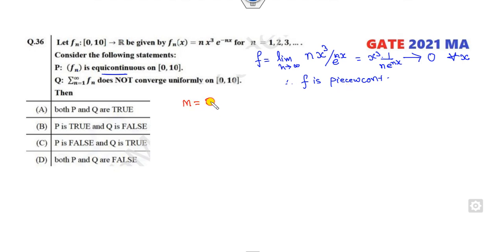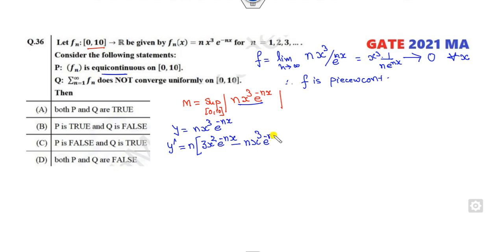We can define the value of M, the supremum of n x cube e raised to power minus nx minus 0. The domain is 0 to 1. Because there is no denominator part, I can simply take y as n x cube e raised to power minus nx, and take the derivative with respect to x. So n is my constant. It is 3x square e raised to power minus nx minus n x cube e raised to power minus nx. Put them equal to 0. So n will be there, x square will be cancelled out, e raised to power minus nx will be cancelled out, and this will be here. So x will be 3 over n.